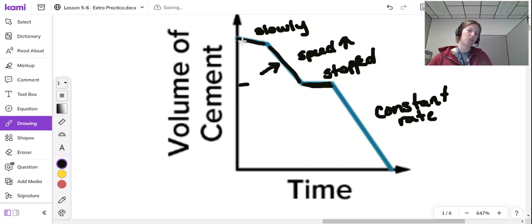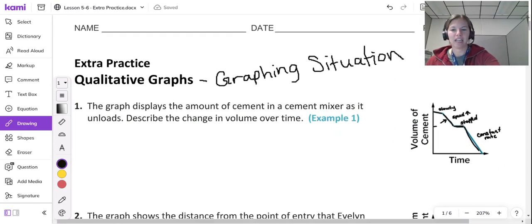Now this portion here was at two different rates. We can see that there. So when it is asking us to describe the change in volume over time, it decreased slowly to start, then was emptying at a faster rate, stopped for a period of time, and then continued emptying at a constant rate until it was empty. So that is what it's talking about.